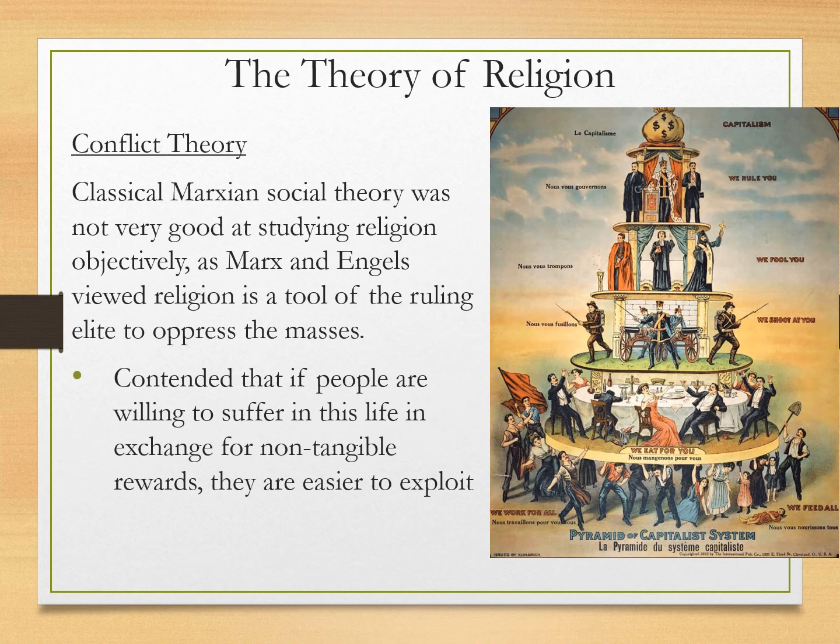Now, when we talk about classical Marxian social theory, there are some problematic stances that have traditionally been made when studying religion objectively, and a lot of that has to do with the social theory surrounding the era in which Marx and his writing partner Engels came up in. And as part of that kind of anti-religious era, they contended that if people are willing to suffer in this life in exchange for non-tangible rewards, it's easier to exploit them.